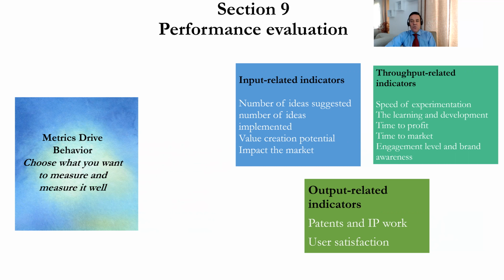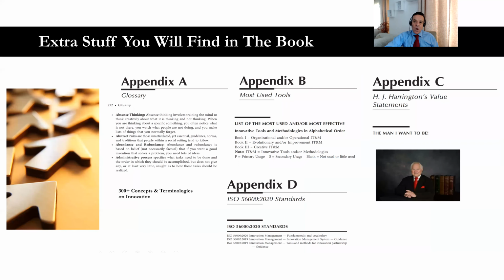We explained to you these metrics, and we followed the same template that the standard talks about. The standard talks about 3 types of metrics: input-related indicators, output-related indicators, and throughput-related indicators. And we give you a list of those indicators, so you pick and choose the ones that match your activity and match the team that you are working with.